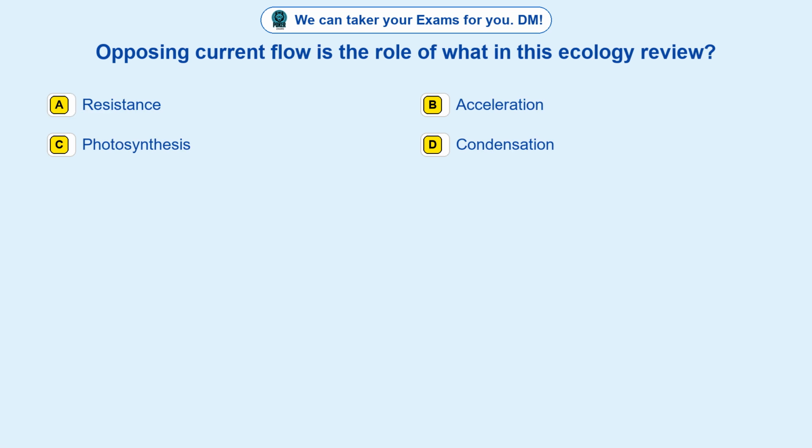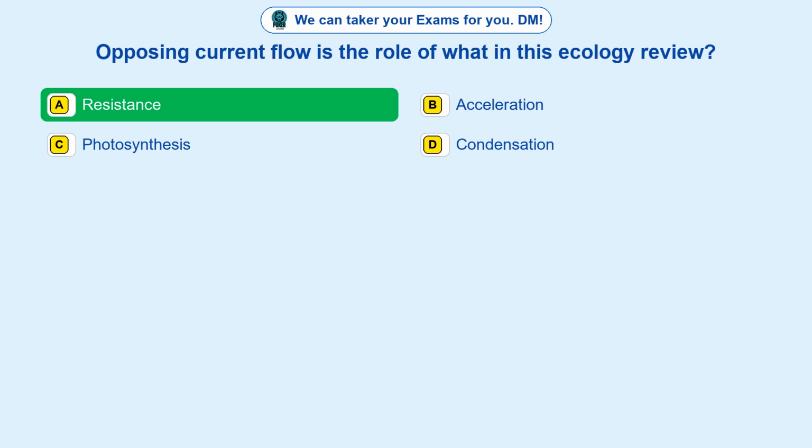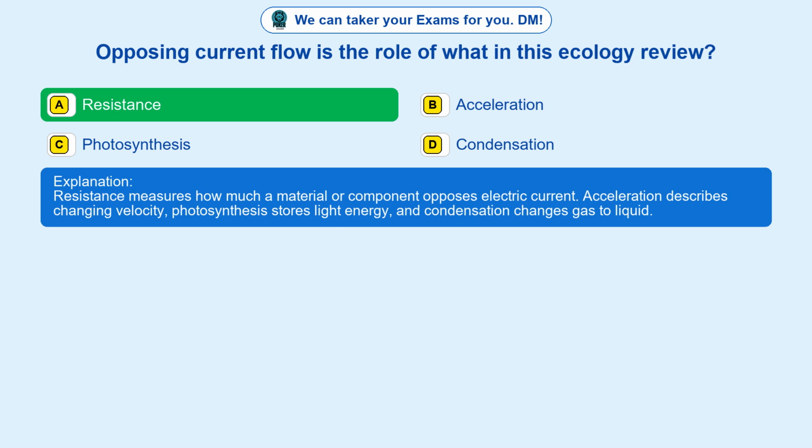Question 71. Opposing current flow is the role of what in this ecology review? Option A, resistance. Option B, acceleration. Option C, photosynthesis. Option D, condensation. The correct answer is option A, resistance. Resistance measures how much a material or component opposes electric current. Acceleration describes changing velocity, photosynthesis stores light energy, and condensation changes gas to liquid.